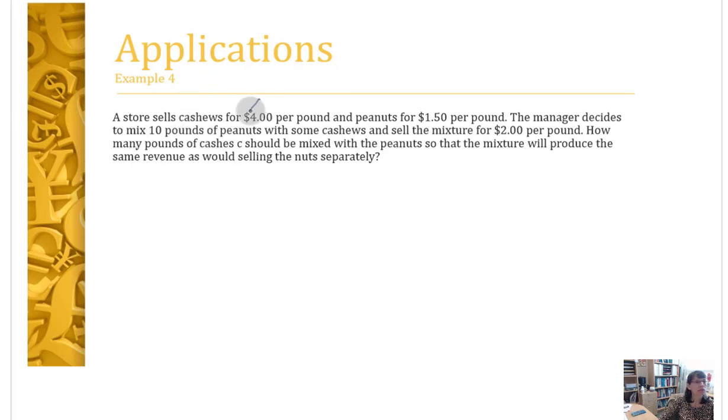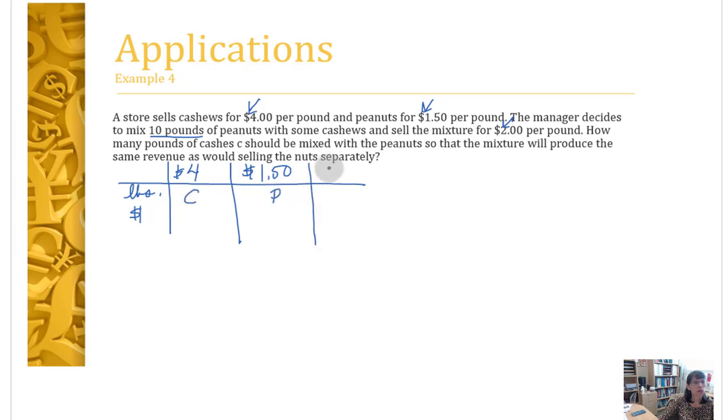So when we scan, we notice some of the numbers have dollar signs, and some of the numbers don't have dollar signs, but they're followed by the word pounds. So we have two categories of numbers: pounds, and dollar value. What we're mixing are cashews and peanuts, and they have different dollar values. The cashews sell for $4, and the peanuts sell for $1.50. So I'm going to mix cashews and peanuts to get a total.